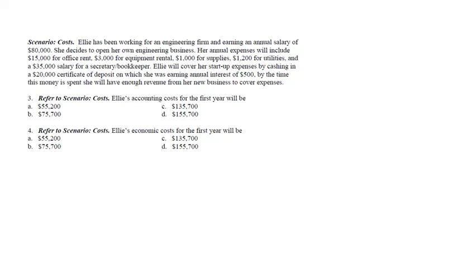First question. Ellie's accounting costs for the first year will be what? All right, so we know the difference between accounting costs and economic costs is that economic costs include implicit costs, where accounting costs only include explicit or actual outlays of cash for goods. So let's write down costs, and we'll put dash ACC for accounting. So let's add up what she's got.